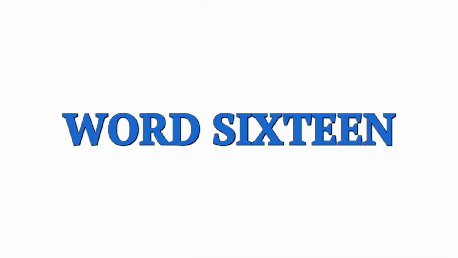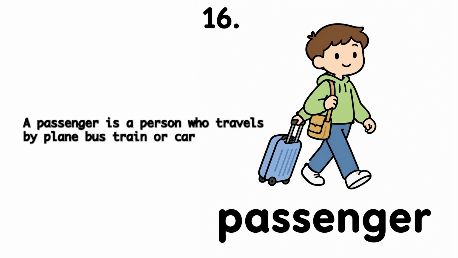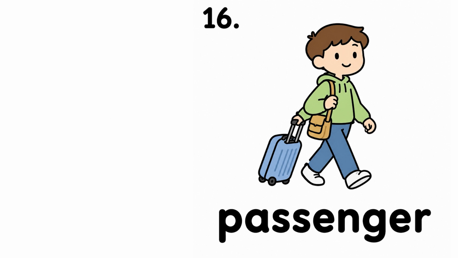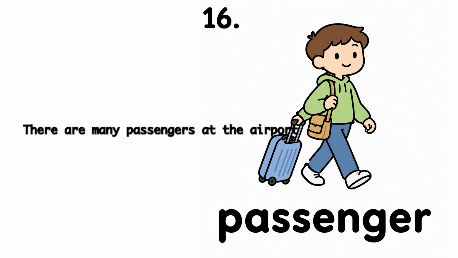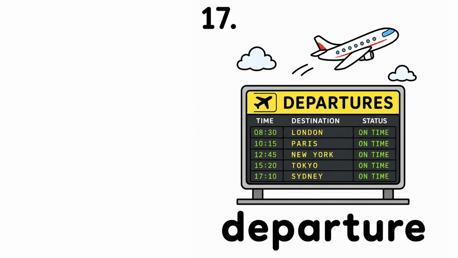Word 16. Passenger. A passenger is a person who travels by plane, bus, train, or car. Example. There are many passengers at the airport. Word 17. Departure. Departure means leaving. Example. The departure time is 9 o'clock.